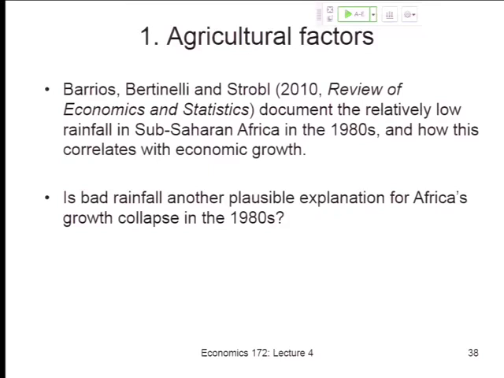But I want to show you something else, which is they show that the economic growth collapse in Africa in the 1980s lines up with a rainfall collapse. So let me show you the plot.